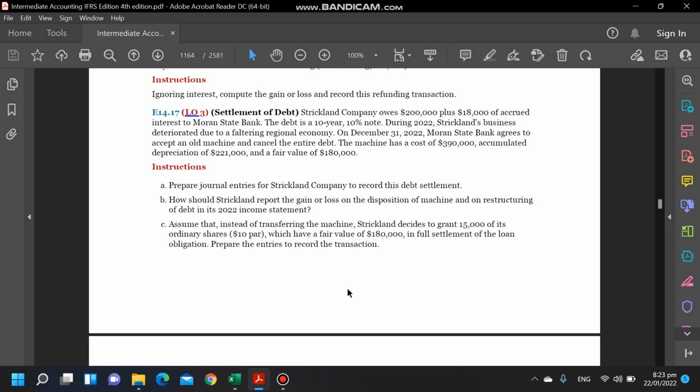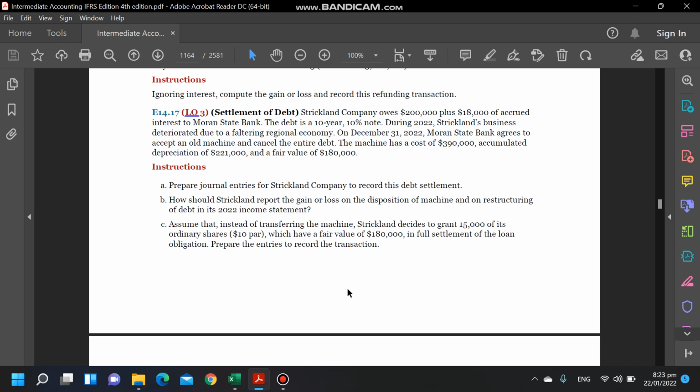The next question is E14.17. Strickland Company owes 200,000 plus 18,000 of accrued interest to Moran State Bank. The debt is a 10-year 10% note. During 2022, Strickland's business deteriorated due to a faltering regional economy.